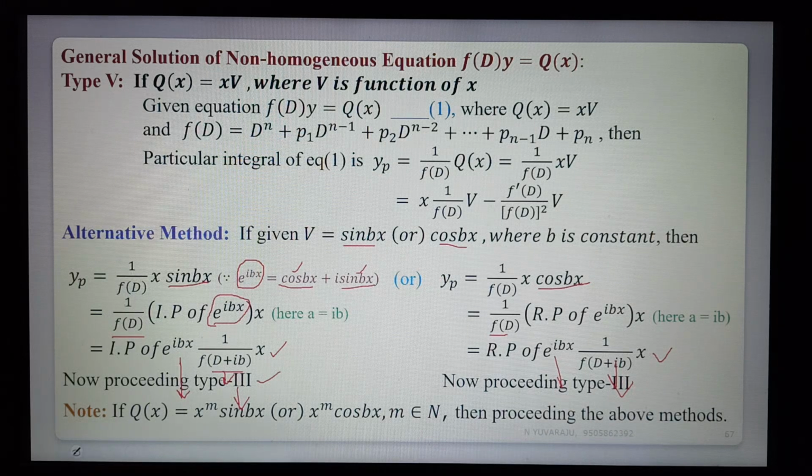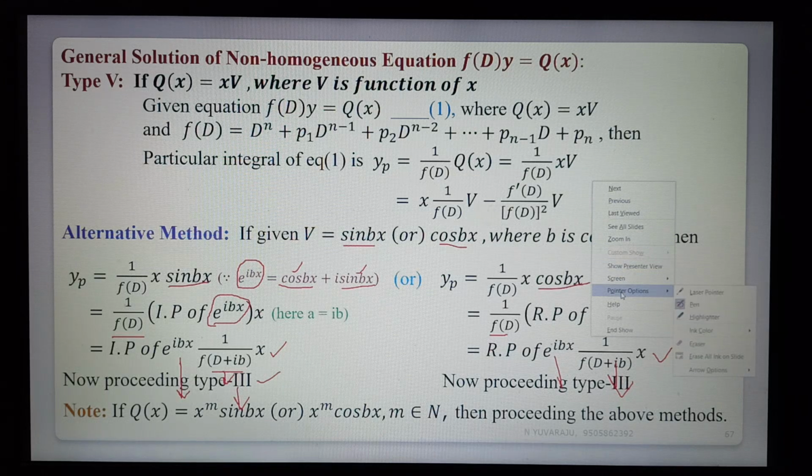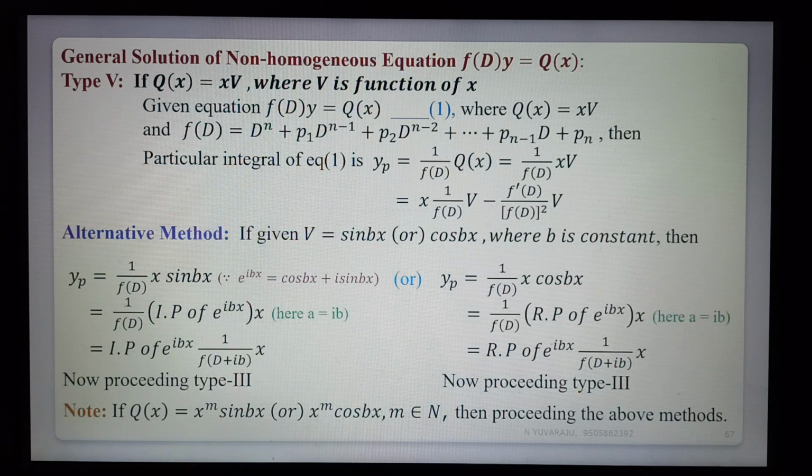This same case is applicable when Q of x is equal to x power m into sin bx or cos bx. In place of x power m, that is m equal to 1, 2, 3, 4, we get x sin bx, x square sin bx, x cube sin bx, with the same procedure. So this is type 3 for finding the particular integral. Okay, see the example here.